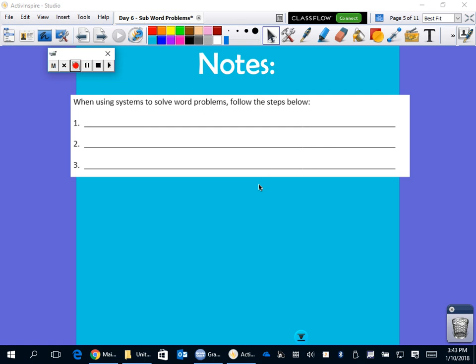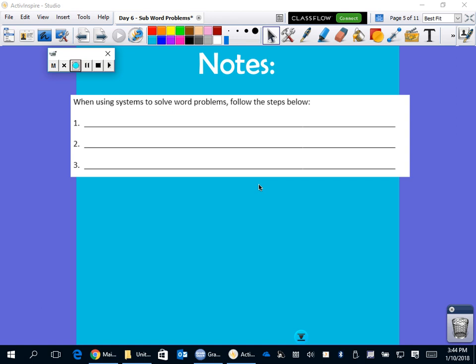Okay, so we are solving systems of equations with word problems attached. I'm going to give you the steps on how to do this, but you really need to think about each problem. There's no two problems that are going to be exactly alike, and you need to think about the two items that they're talking about.